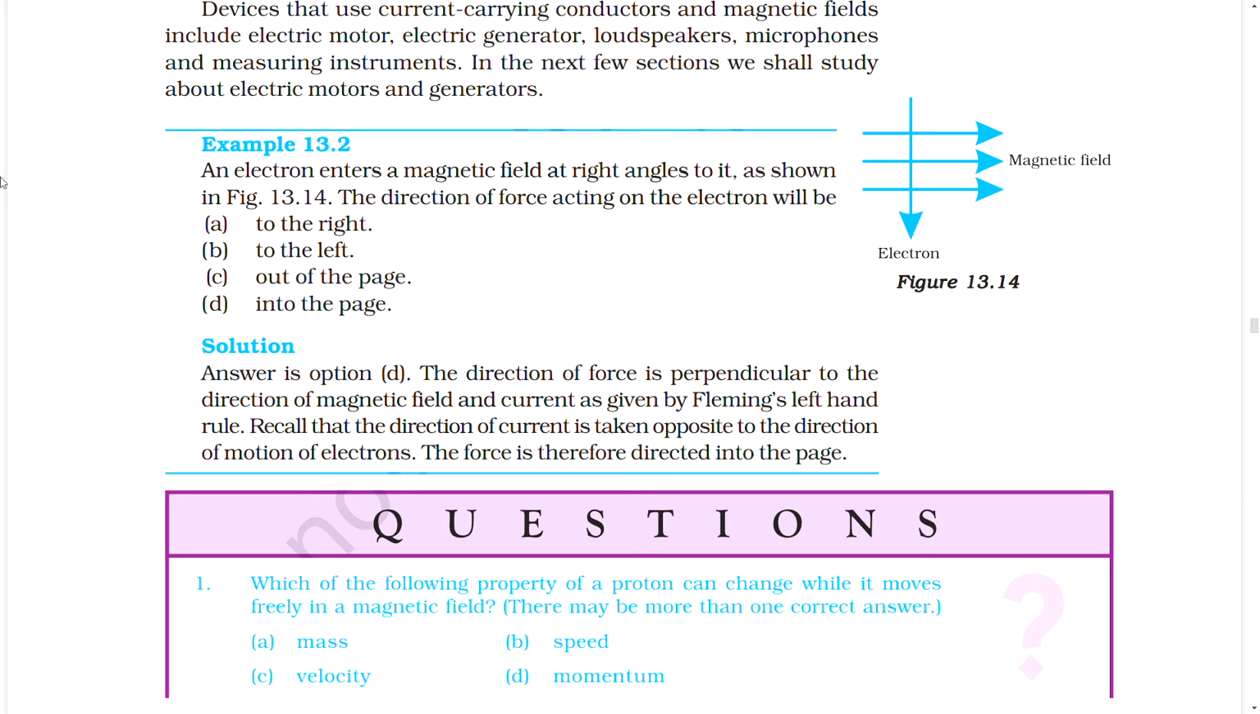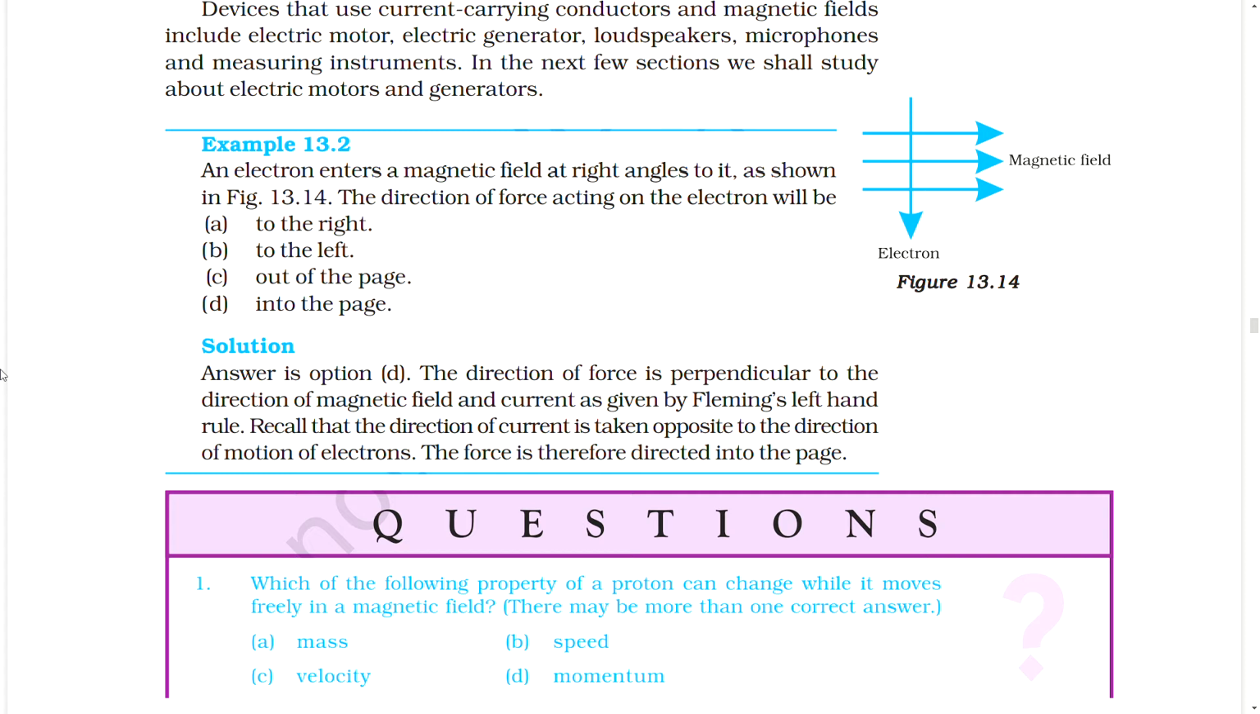Example: an electron enters a magnetic field at right angles to it. As shown in the figure, the direction of force acting on the electron will be A. To the right, B. To the left, C. Out of the page, D. Into the page. Solution: the answer is option D.